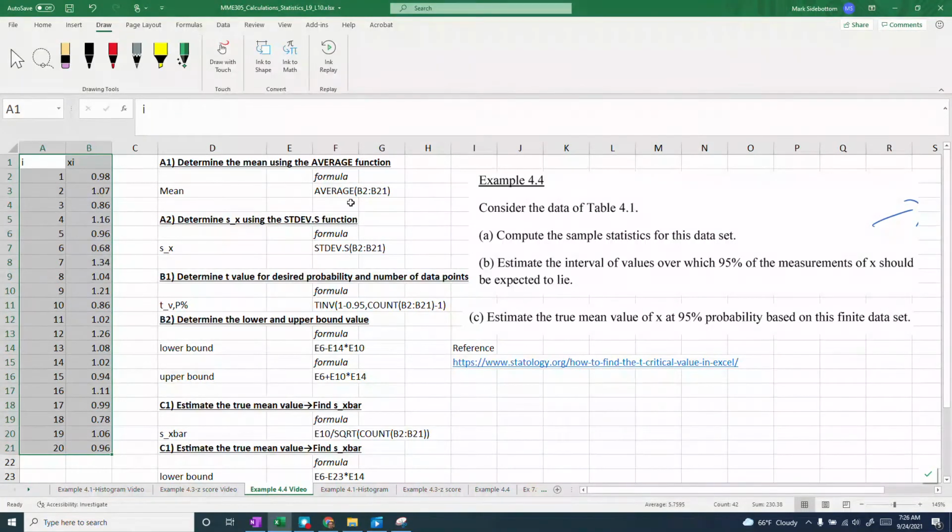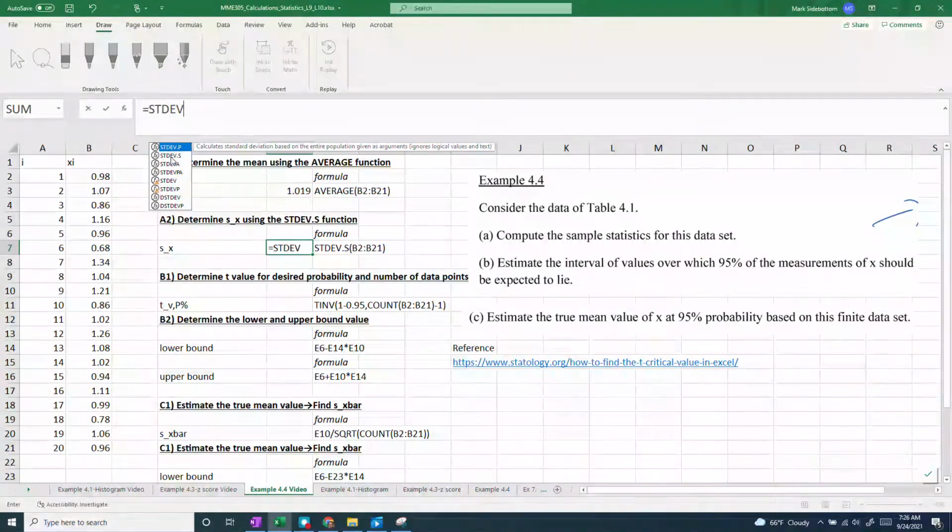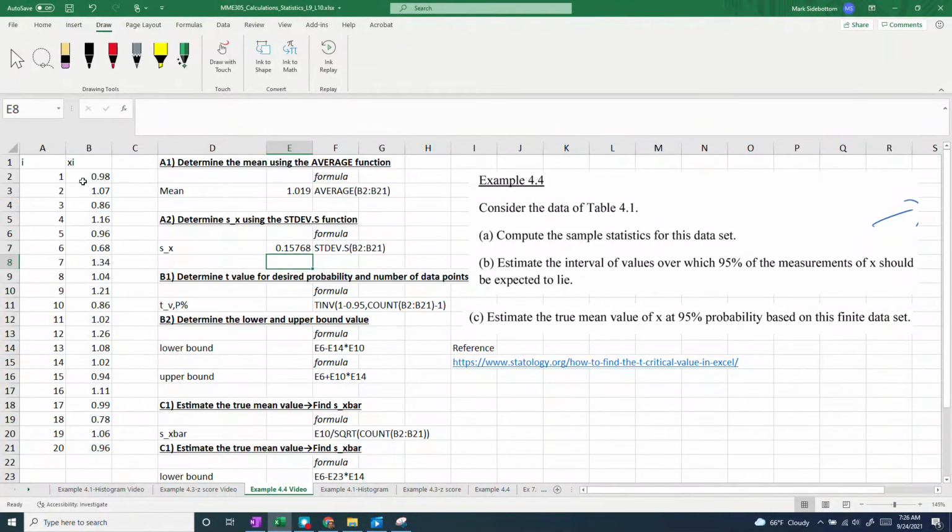So first thing we can do is calculate the mean using Excel. The mean formula is really easy. Just take the average and then select all the numbers. Done. The next part is to estimate the standard deviation. If you type in standard dev in Excel, it'll give you two options: a population base and a sample base. We want the sample base because we're taking a sample from a larger population. So we'll use this one, calculate, and go down. Now we have our mean and our standard deviation, so the sample statistics are finished.